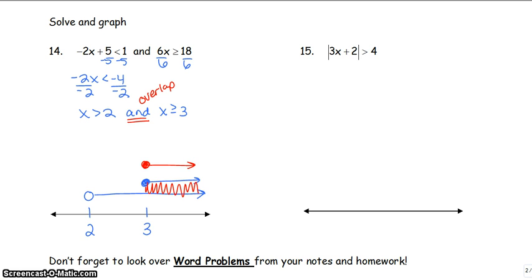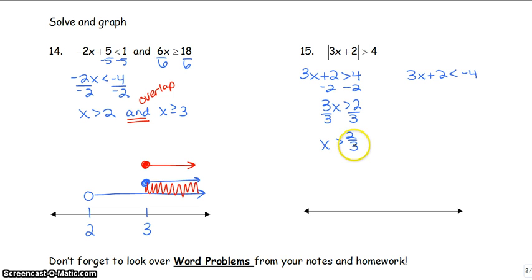Number 15, we are solving an absolute value inequality. So just like when we solve the absolute value equation, we've got to set up two pieces. So I've got 3x plus 2 is greater than 4. And when I set up the other one, 3x plus 2, not only do I change it to a negative 4, but I've got to flip the sign from a greater than to a less than symbol. We move the 2 over, 3x is greater than 2, divide by 3, and x is greater than 2/3. Move the 2 over, 3x is less than negative 6, divide by 3.